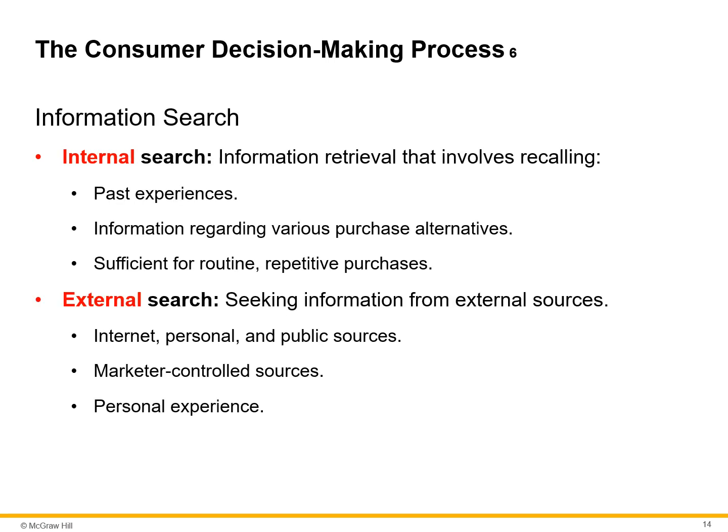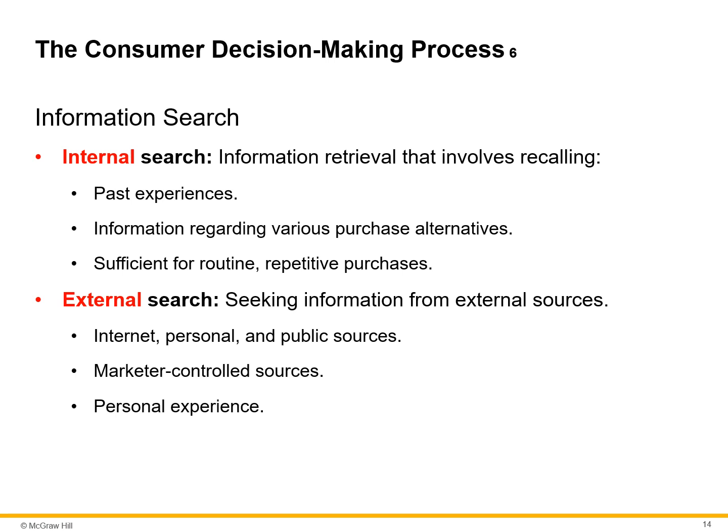The next stage in consumer decision making is information search. You search for information about the product you want to buy or you need. Okay? First, you do an internal search, an information retrieval that involves recalling past experience, what experience you had in the past, information regarding various purchase alternatives, okay? Sufficient for routine, repetitive purchases. For routine, repetitive purchases, internal search is enough.